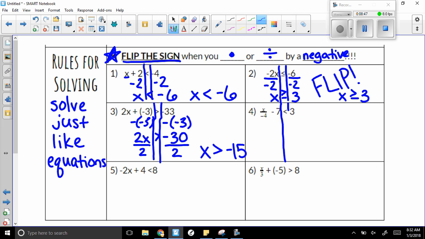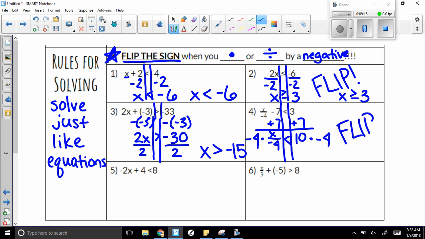Draw those railroads. I need to get rid of that 7 first, because 7 is farther away, so it's my regular friend. I'm going to add 7. I'm going to get 10 over here, and x over negative 4 on this side. I haven't multiplied or divided by a negative yet, so I'm going to keep it the same sign. Now to get rid of dividing by negative 4, you have to multiply by negative 4 on both sides. And since I'm multiplying by a negative, that tells me that I have to flip my sign. So instead of less than, I'm going to use greater than, x and negative 40. So x is greater than negative 40.